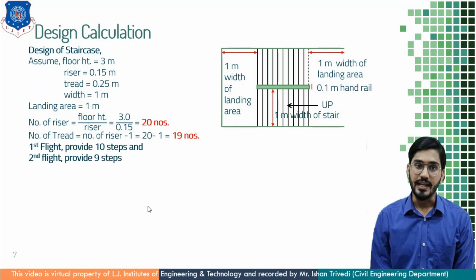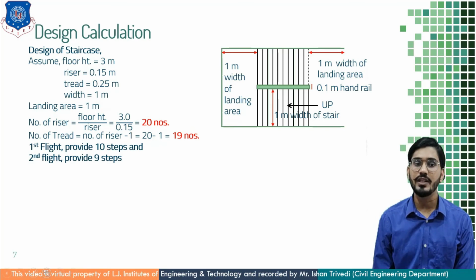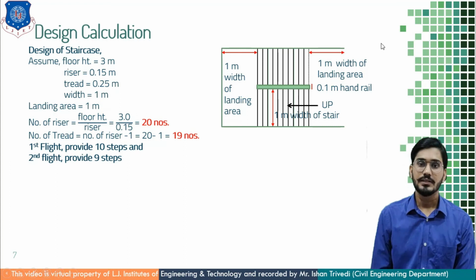In the first flight, you have to assume that I am going to provide 10 steps, then a landing area, and now I am going to turn and change my direction. In the second flight, I am going to provide 9 steps. You can see here, one step is highlighted with a dotted line. This one, because at the upper slab this step is going to merge, and for that reason I have to keep it as a dotted line. So this is the calculation of the number of risers and treads.